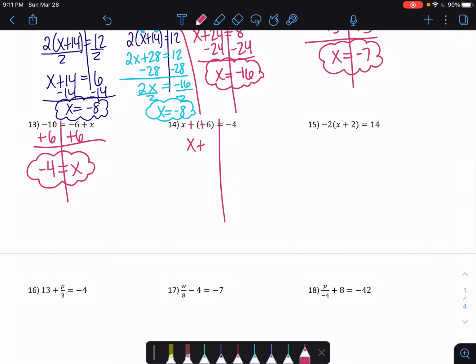For number 14, I'm going to change this into a plus positive. So x plus 6 is equal to negative 4. So I'm going to subtract 6 from both sides. x equals negative 10. For number 15, again, we can choose to do one of two things.